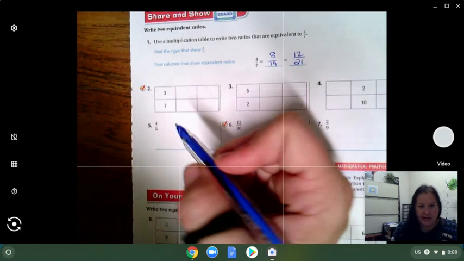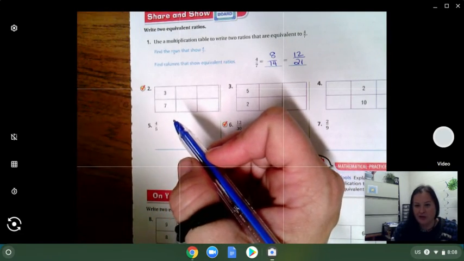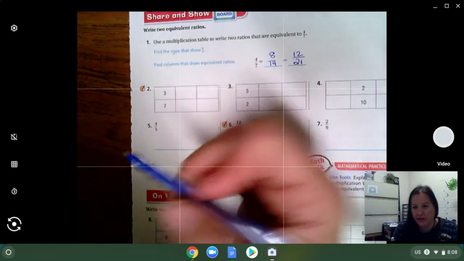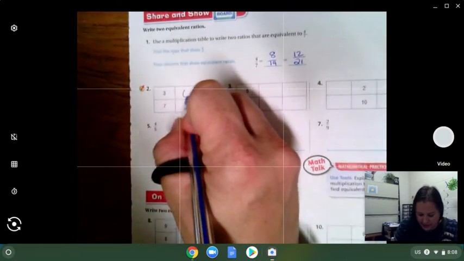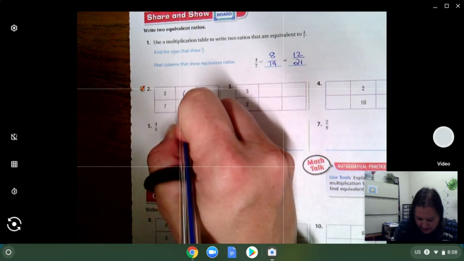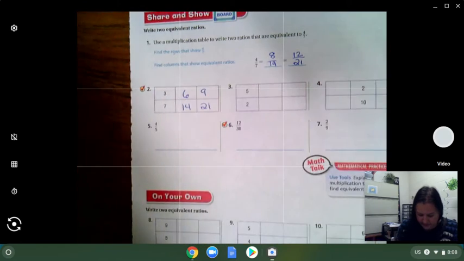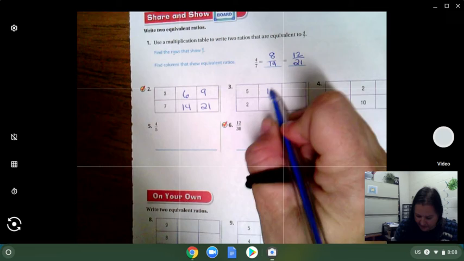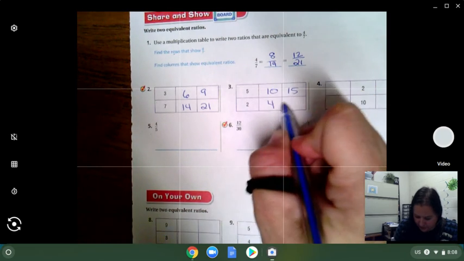I know my multiplication, and a lot of you know them too, so you can just go ahead and count by 3s and count by 7s for this one. So 3, 6, 9, and 7, 14, 21. Here we would have 5, 10, 15, 2, 4, 6.